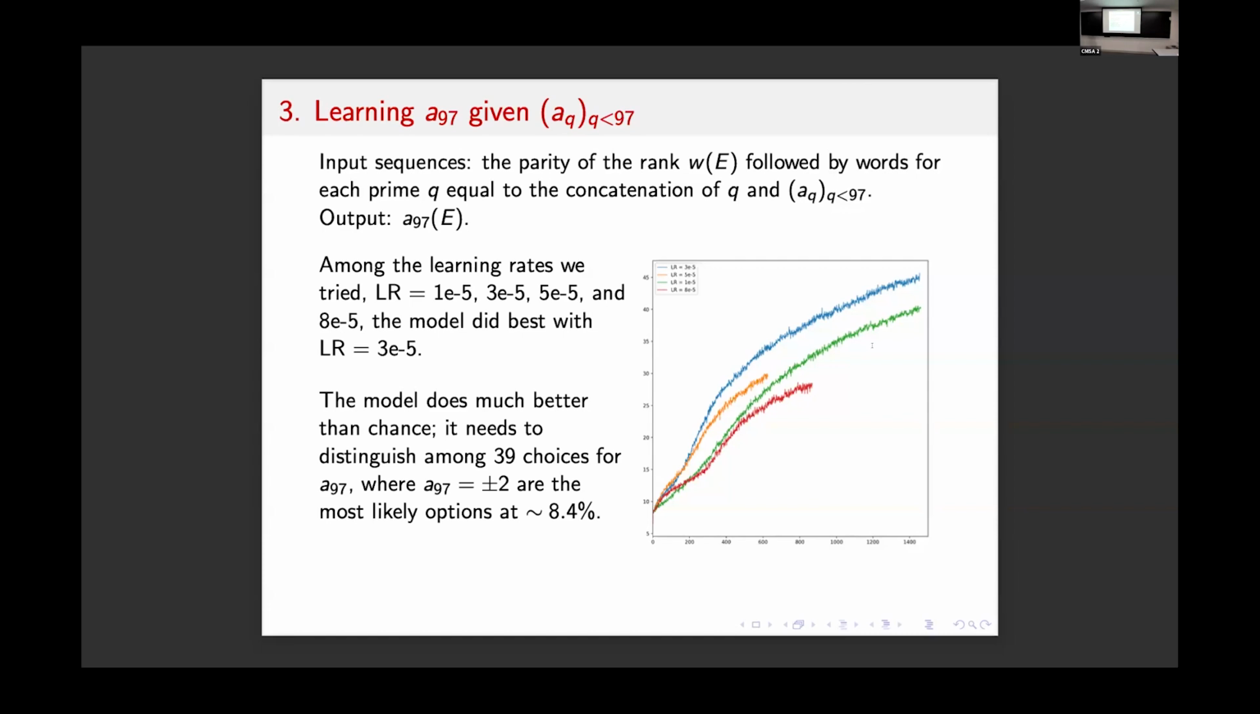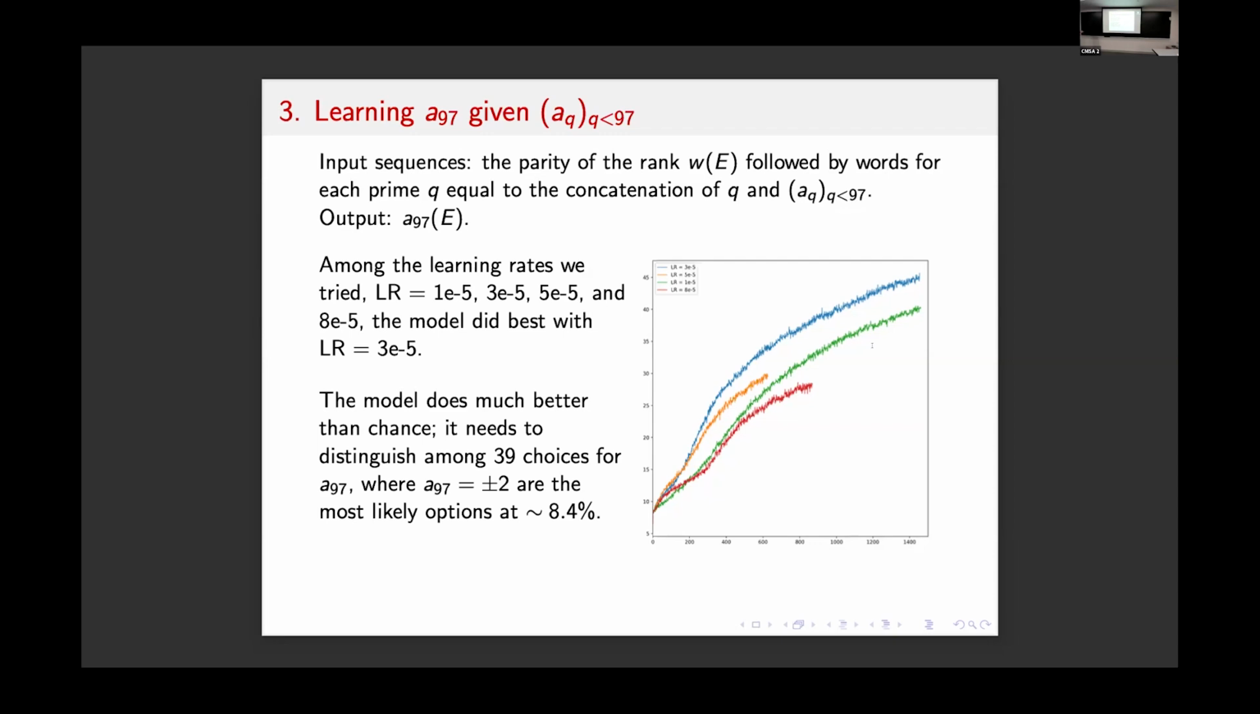We tried a few different learning rates. The best one was 3e-5. Higher learning rates were kind of plateauing sooner, and lower learning rates weren't really getting quite there. So it got up to between 45 and 46% accuracy. Now, that is actually pretty good, given the fact that it had to distinguish among 39 choices.